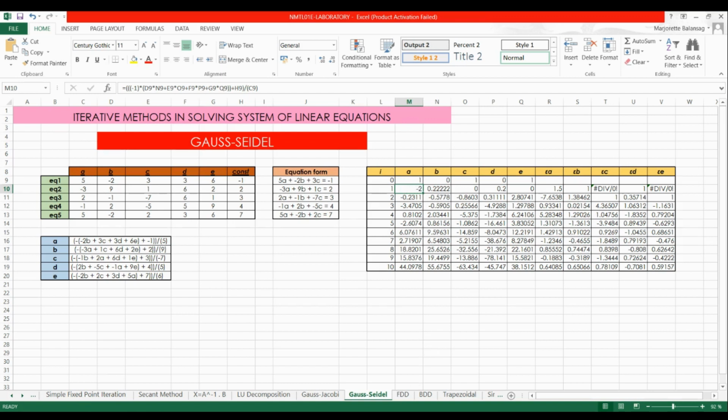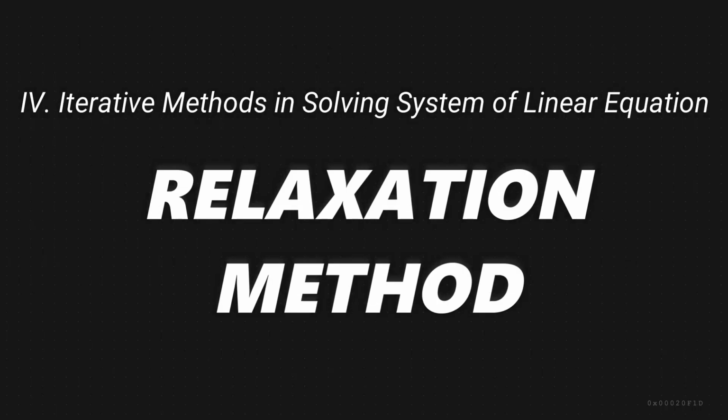initial value. The scope and limitations of this template are that the program or Excel accepts fraction, decimal, and whole number, and it only consists of up to 10 iterations.